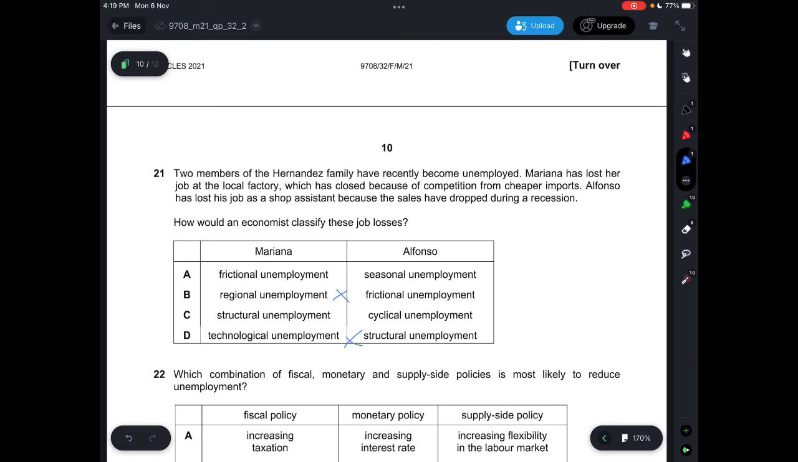But if you look at the question again, it says Mariana has lost her job at the local factory because of competition from cheaper imports. So this is involuntary unemployment because of cheaper imports resulting in her having no job. So this one is actually structural unemployment. And Alfonso lost his job as a shop assistant because the sales have dropped during recession. That means a decrease in the AD. So this is cyclical unemployment. So A is incorrect because both of these are actually involuntary unemployment. So that will have to be C.